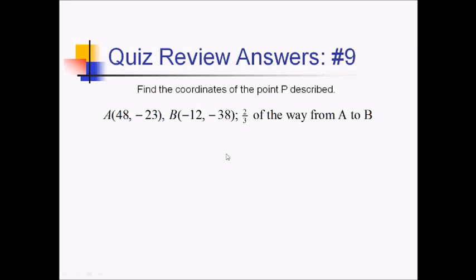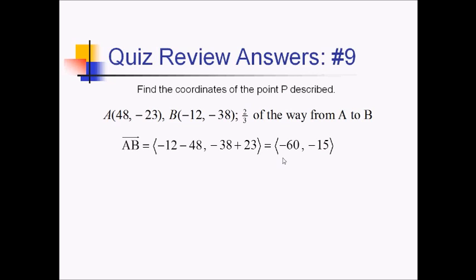On this problem, we're trying to find the coordinates of the point that is 2/3 of the way from point A to point B. To do that, we need to figure out directions to get all the way from A to B. We need to start by getting the component form for AB. So that'll be -12 minus 48, comma, -38 plus 23, or minus -23. So our component form to get all the way from A to B, we've got -60, comma, -15.